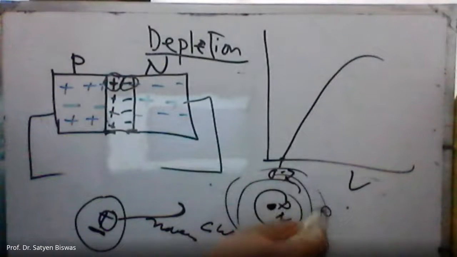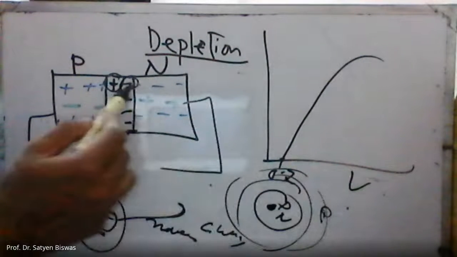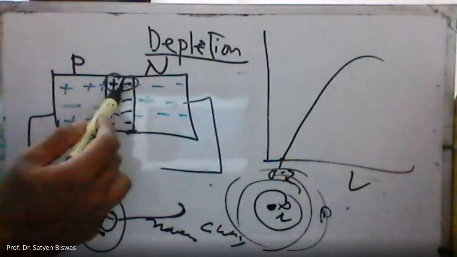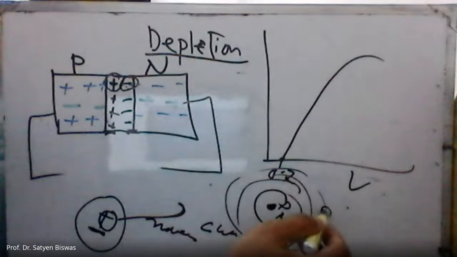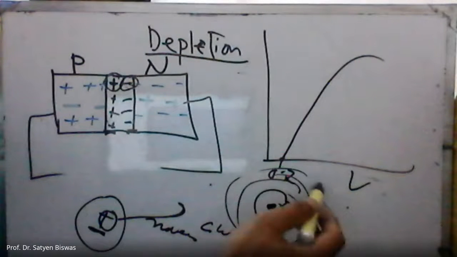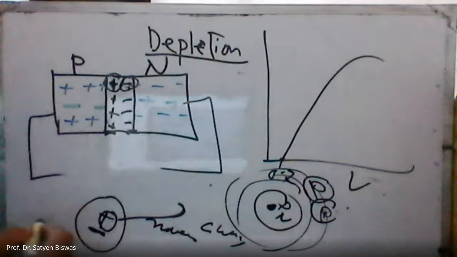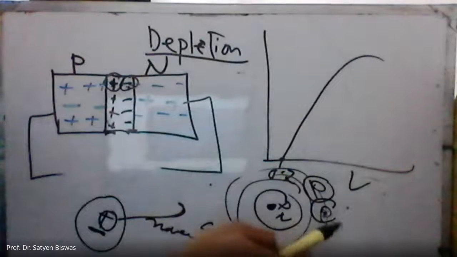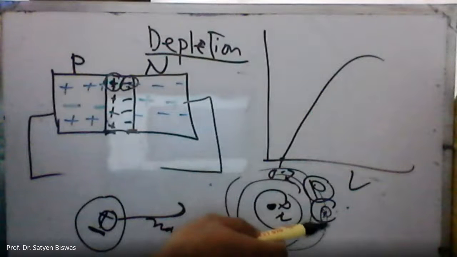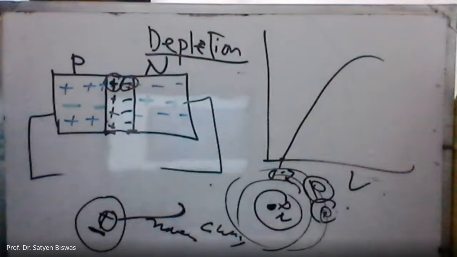So what happened? What do negative and positive mean? Negative means this outer shell has extra electrons. And when you say the holes, the positive, that means there is some shortage of electrons in the outer shell. When there is a shortage of electrons, then it turns into positive.